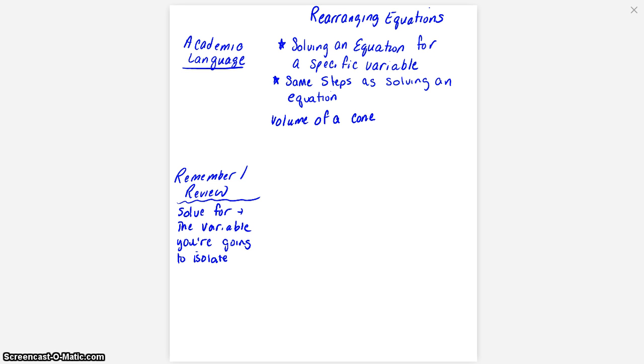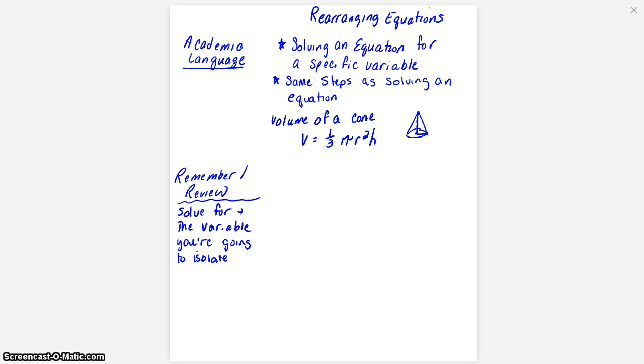and the formula for the volume of a cone is 1/3 pi r squared times the height of that cone. So if you had a cone here, the height is from the tip of the cone to the center of the cone. That's the height, and the radius is from the center of the circle to obviously the outside of the circle.